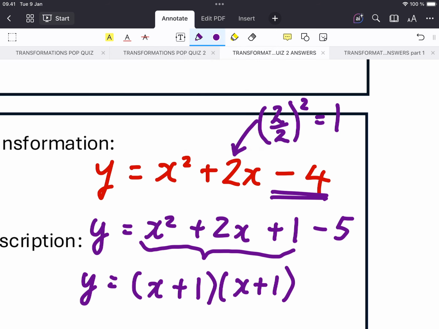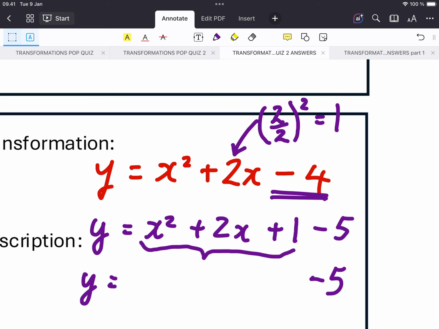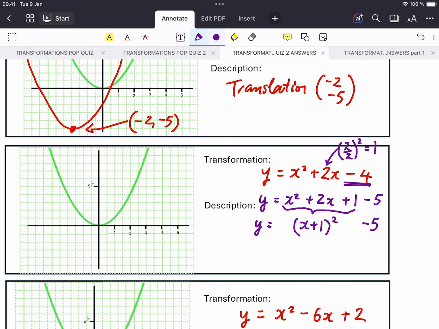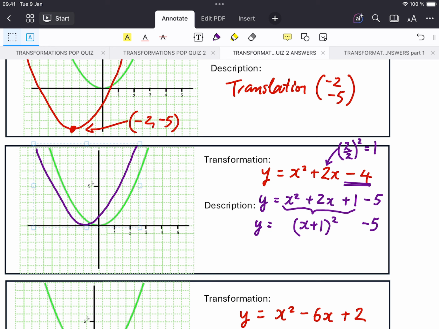and then don't forget the -5 that was on there, and x plus 1 times x plus 1 I can just write as x plus 1 squared. So the whole thing can be written as x plus 1 squared minus 5, and once I've got it written like that, then I can just take the whole thing and realize that it goes 1 unit to the left for the +1, and then 5 units down for the -5.